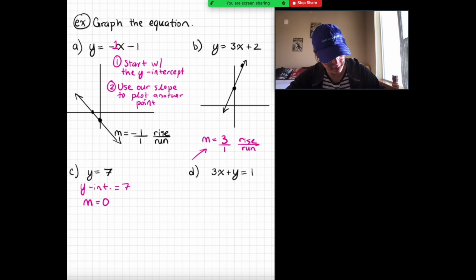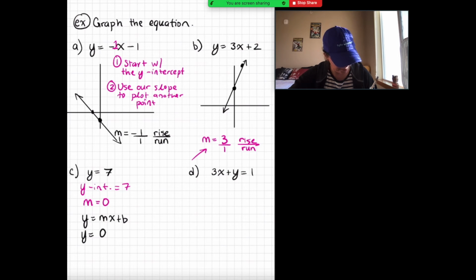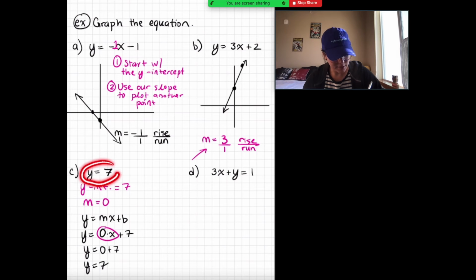So let me show you how it looks if we were to write this out again. So we'd have y is equal to mx plus b, our slope-intercept form. But our b value is 7 and our slope is 0. So we have y is, m is 0, so we'll plug in 0 for m, times x plus 7. But remember, 0 times anything is just 0. So we have y is 0 plus 7, or in other words, y is 7. So that's how we got this equation.